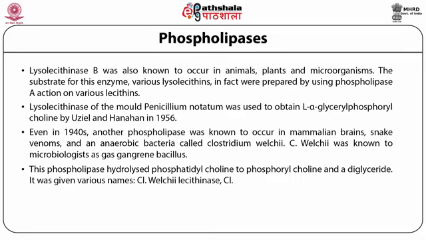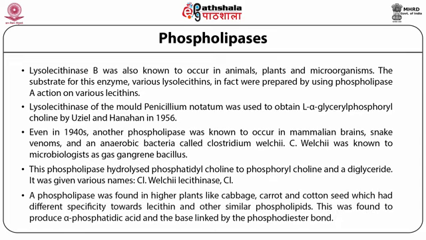During the same period, a phospholipase was found in higher plants like cabbage, carrot and cottonseed, which had different specificity towards lecithin and other similar phospholipids. This was found to produce alpha phosphatidic acid and the base linked by the phosphodiester bond. The enzyme at one time was called phosphatidase C, but was later termed phospholipase D.